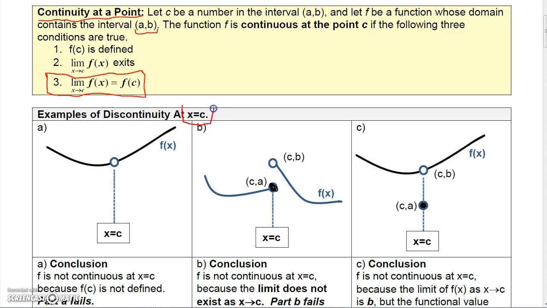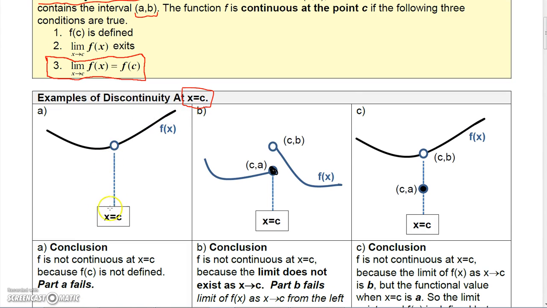So let's look at these three graphs for x equals c. Now, if you look at the first graph, this is x equals c, and you'll see there's a hole here. So there's no y value for c. Well, if x has no corresponding y value on the graph, then the function is not defined at c. So since f of c is not defined, part one fails. Okay? So part one fails in this case.